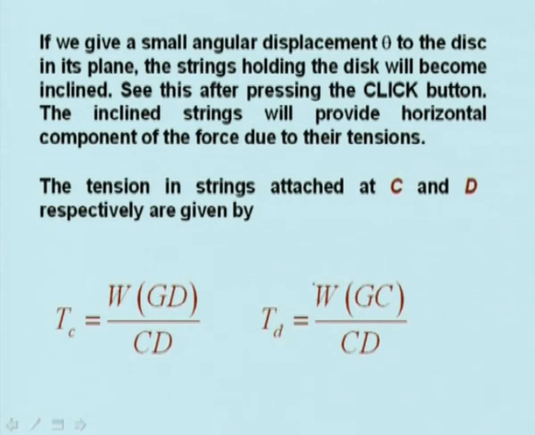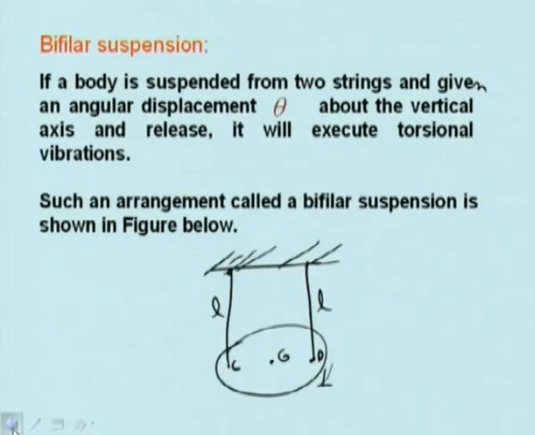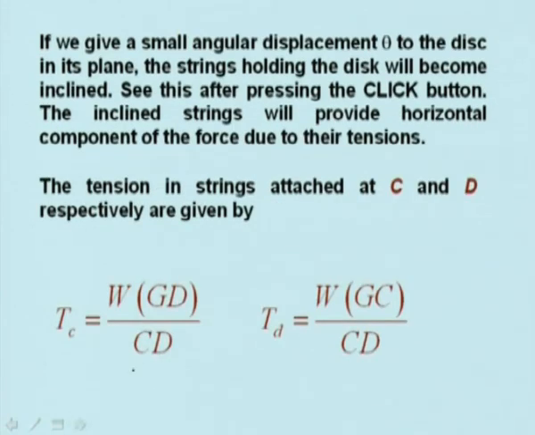The tensions in the strings attached at C and D respectively will be like this. If this is C and this is D, then at C it will be W GD divided by CD, and this is W GC divided by CD. This is TD, this is TC, and these are the weight shares WC and WD.